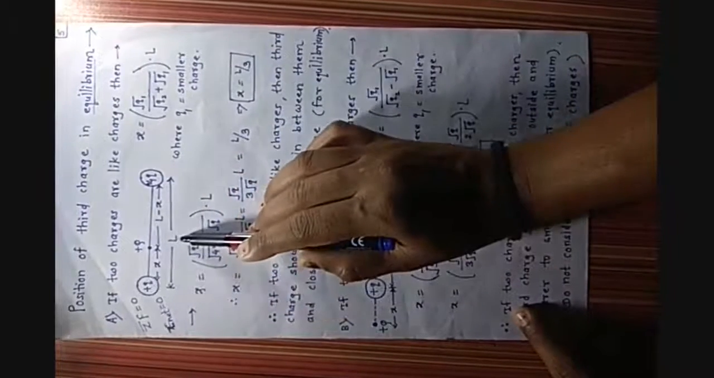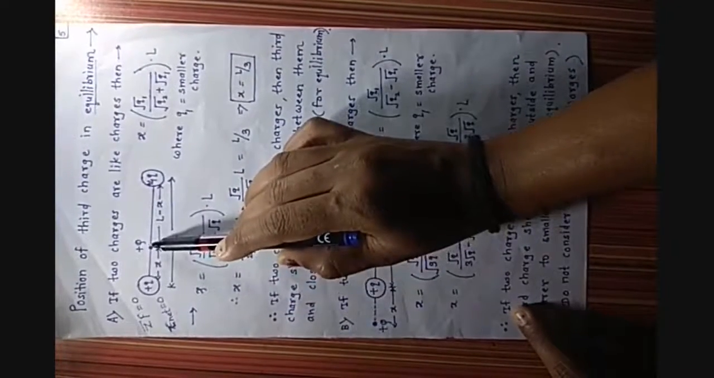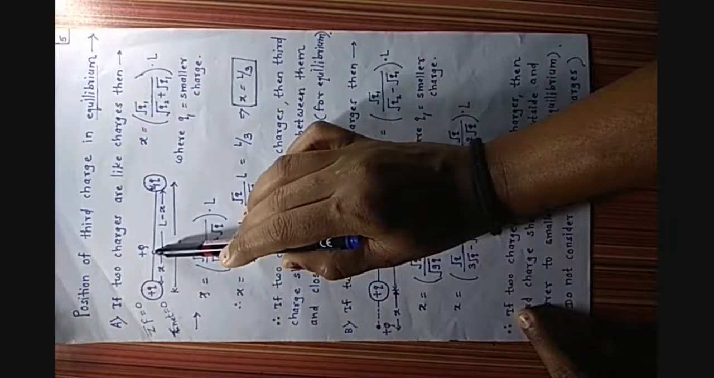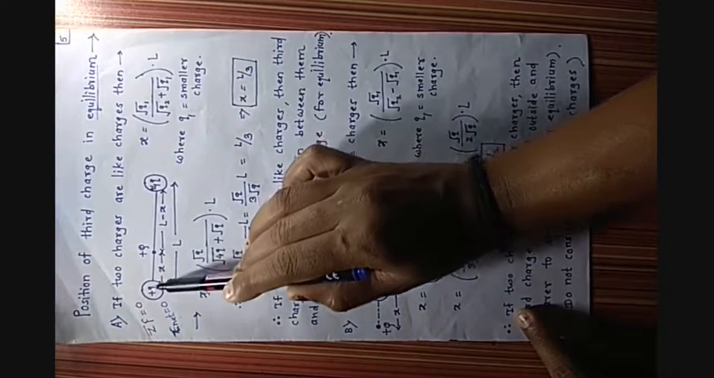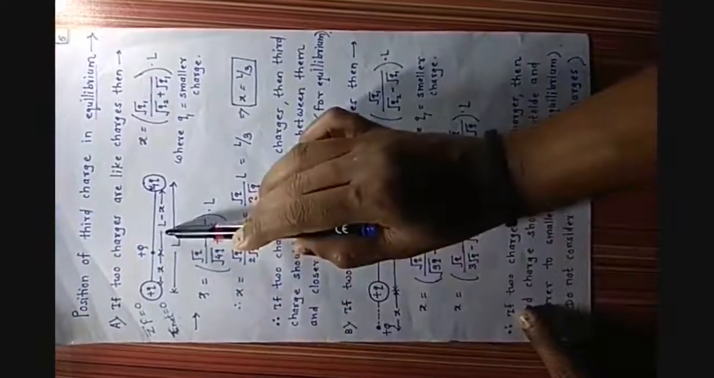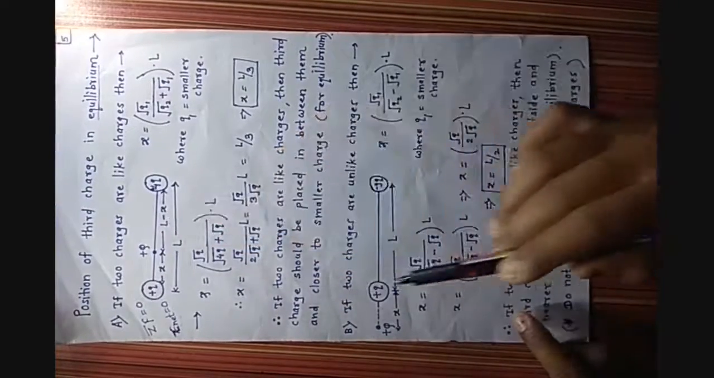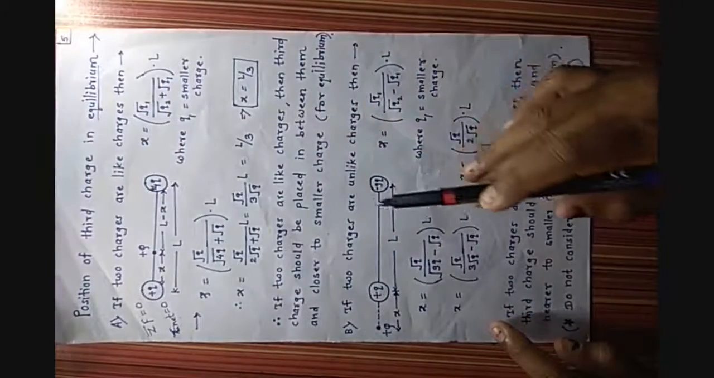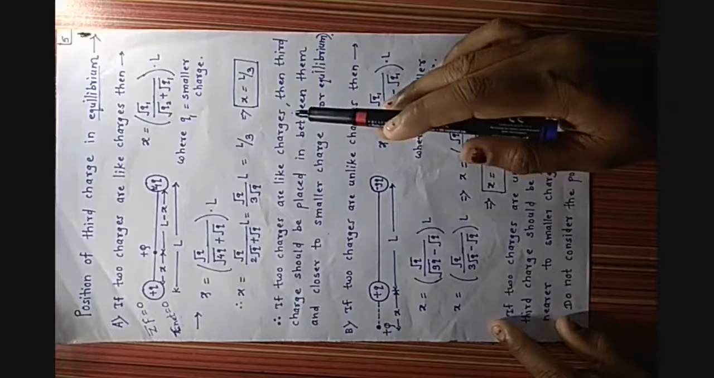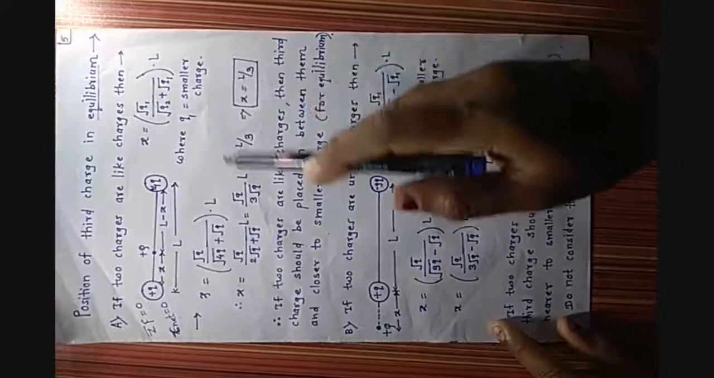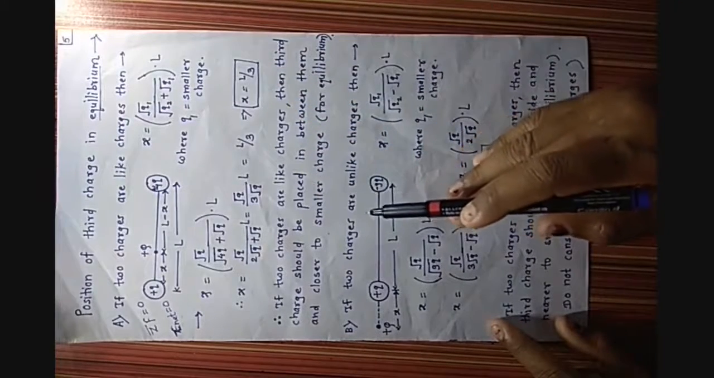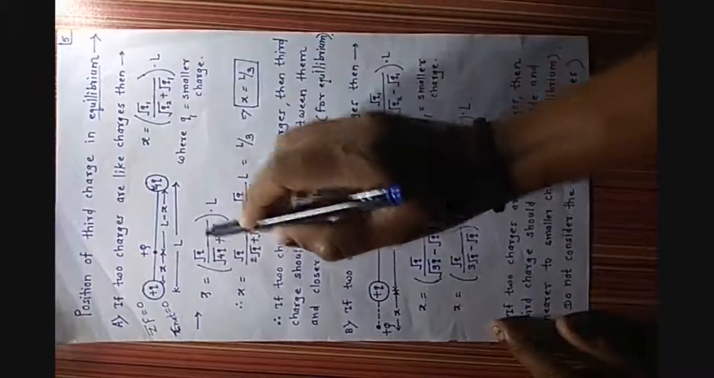So we have to find this distance. Suppose the distance between the two charges is capital L, and assume the third charge is placed somewhere here at a distance x from the smaller charge. So obviously the rest of the distance is L minus x. Actually, for this there is a standard derivation, but the derivation is not important for theory or entrance examinations. So just memorize this formula.